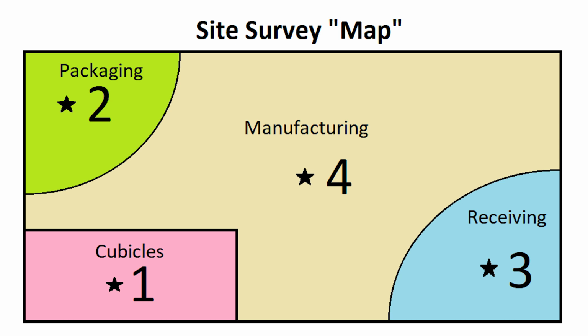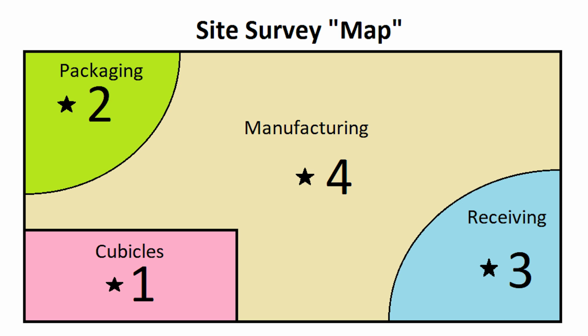Sample Site Survey. Our example site survey is a manufacturing plant with 4 locations to measure. Each location will be measured for 1 minute. The 4 locations are: 1. Cubicles, an office environment exposed to the factory and manufacturing area. 2 is packaging, the top left corner of our map. 3 is receiving, the bottom right corner. And 4th is manufacturing, the general area left on the map.